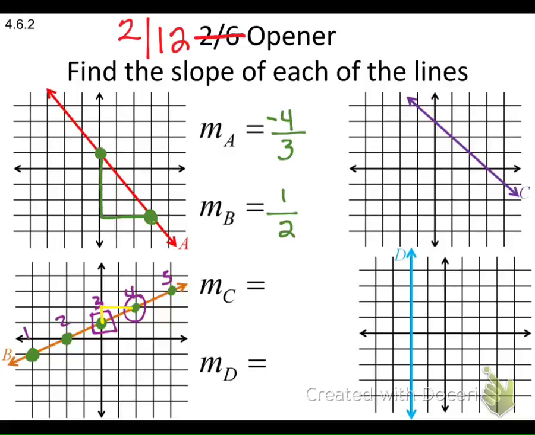Now, if I would use 1 to 2, I would end up with this. Ooh, that was really bad. I'd end up with the exact same thing. If I do 2 to 3, it would be the exact same slope. 4 to 5, it would be the exact same. It does not matter which lattice points you use, as long as you use the 2 closest together.